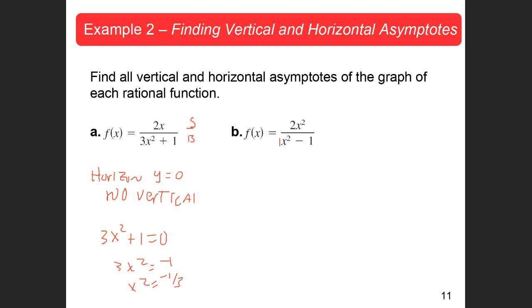In this problem, horizontal asymptote, oh, the powers are the same. So I just take the numbers in front. So that's 2 over 1. So that's my horizontal asymptote. Y is equal to 2. Vertical asymptote, well, if I factor the bottom, I get x plus 1, x minus 1. So I have 2 vertical asymptotes. X equals 1, x equals -1. So pretty easy to find horizontal and vertical asymptotes.